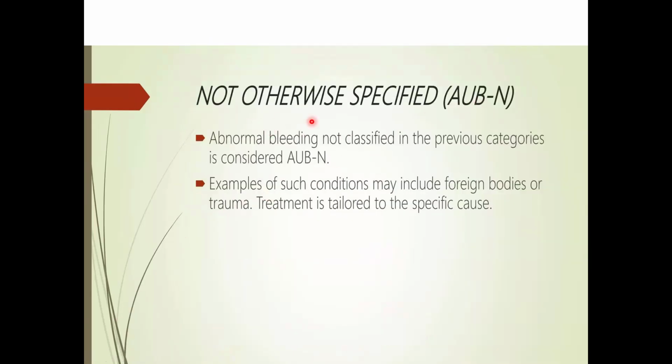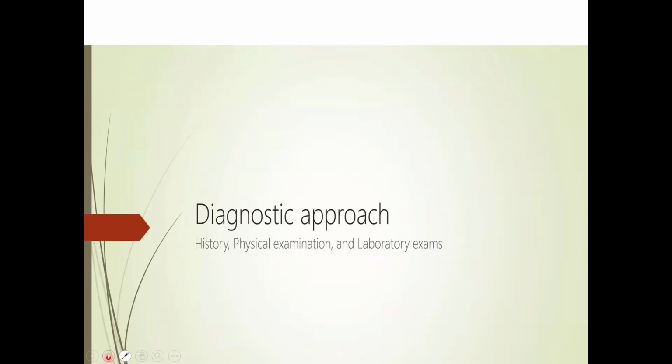AUB-N, also known as not otherwise specified. Abnormal bleeding not classified in the previous categories is considered AUB-N. Examples of such conditions may include foreign bodies or trauma. Treatment is tailored to the specific cause. And the diagnostic approach: history taking is most important, followed by physical examination and laboratory exams.